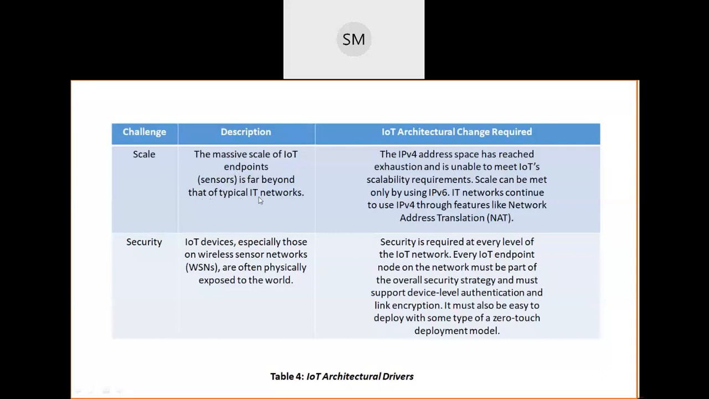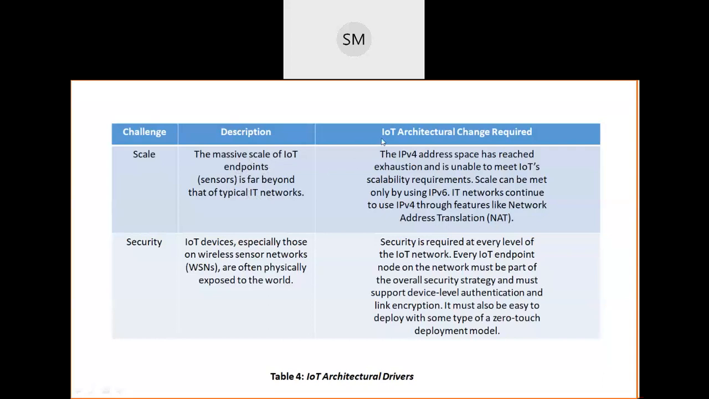So it means that IT network scale was less, and IoT network scale is large or massive. What it means is that in IT networks there were fewer sensors, and in IoT there are more sensors. Its meaning is only that.